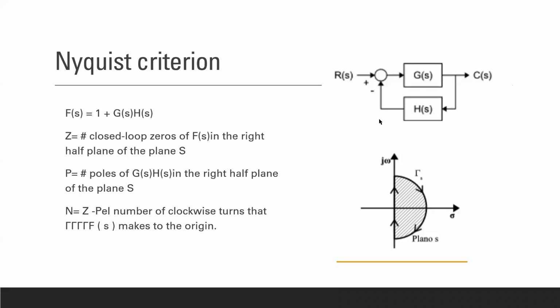And here we have a block diagram of the function. We have that F(s) equals 1 plus G(s) times H(s). C is the number of closed loop zeros of the function in the right half of the S plane, and P is the number of poles of G(s) times H(s) in the right half of the S plane. And finally, N is equal to C minus P, that is the number of clockwise turns that the function makes around the origin.